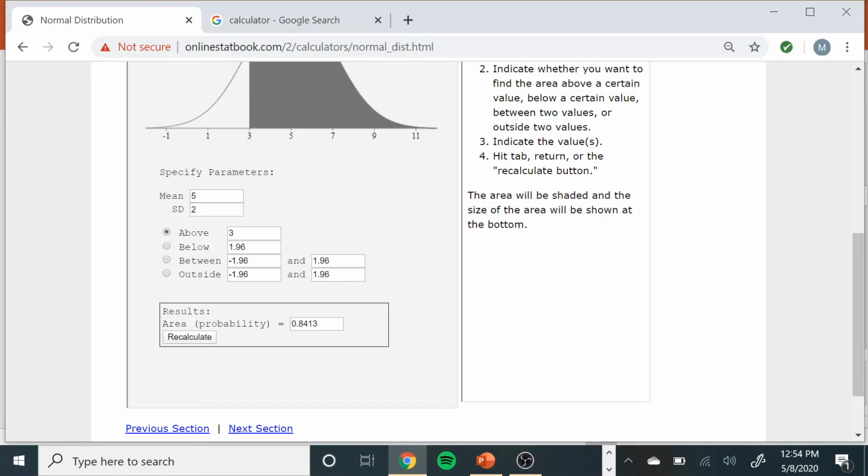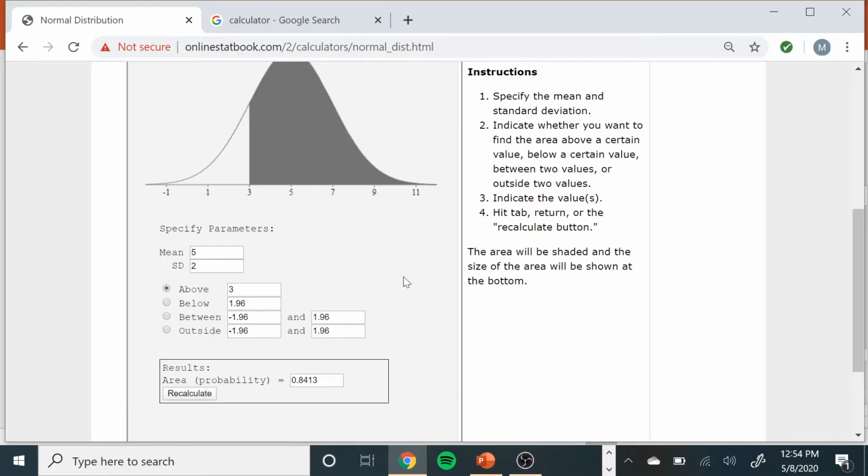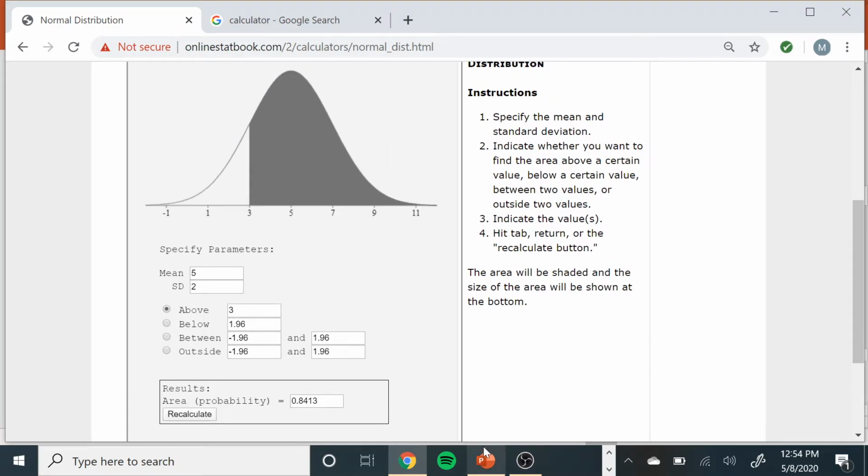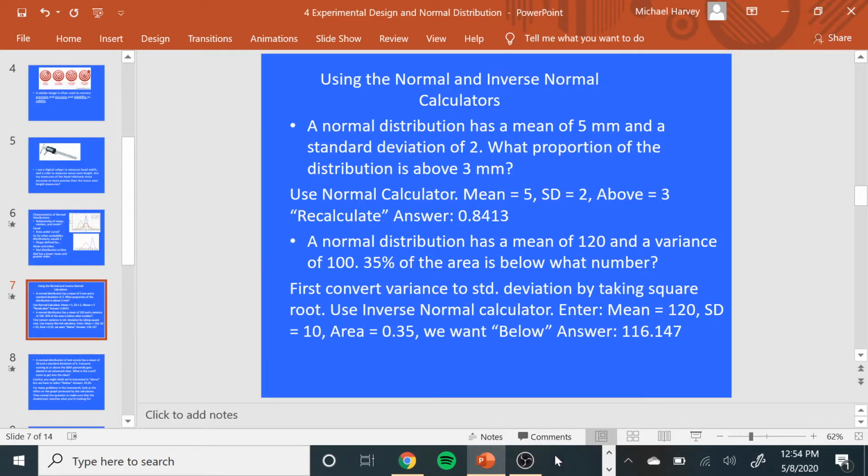That's what we would put as our answer. You could say we're reporting all answers in this class to a precision, not an accuracy, but a precision of 3 decimals. So 0.841 is how you would report the answer to that question. That's pretty easy, wouldn't you agree?